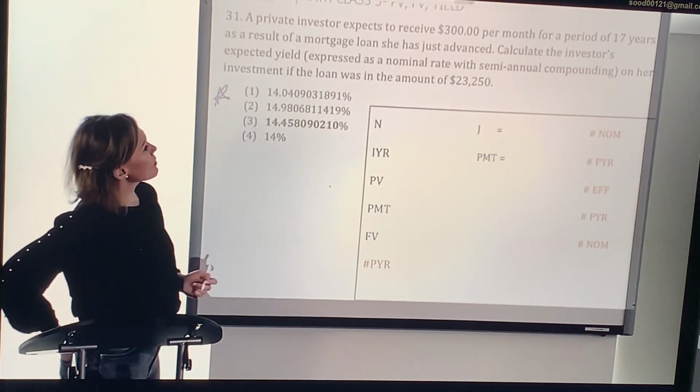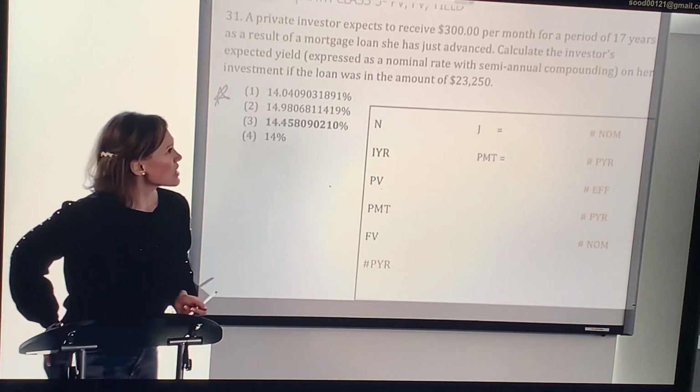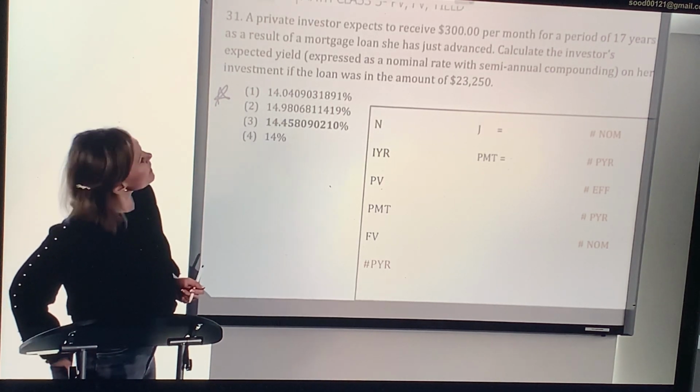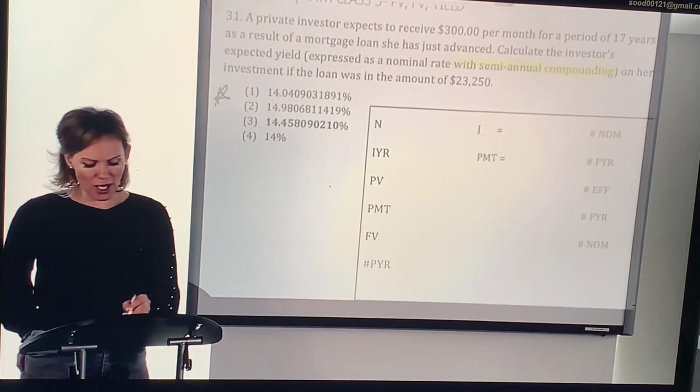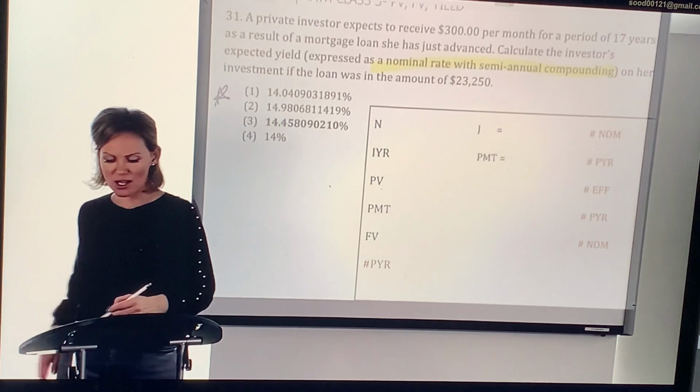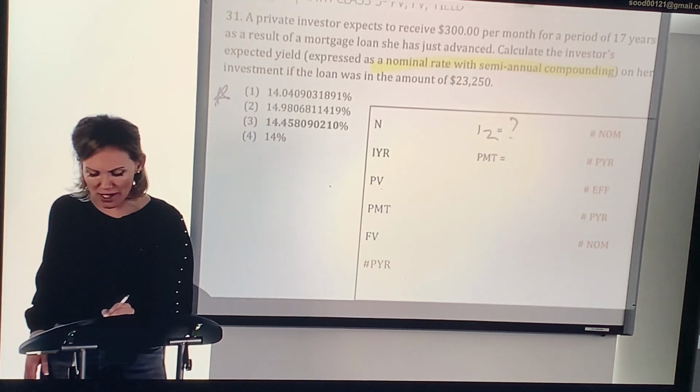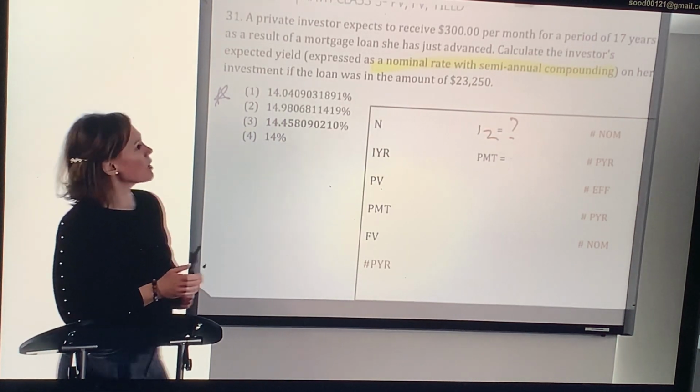For the period of 17 years, as a result of the mortgage loan she has just advanced. Calculate the investor's expected yield expressed as a nominal rate with a semi-annual compounding. So what they're looking for is the big number, which is nominal, with a semi-annual. So they're looking for the J2. That's all they're looking for on her investment if the loan was of the amount of $23,250.